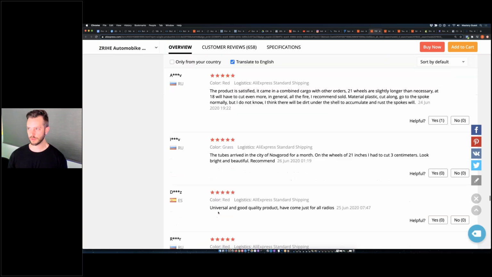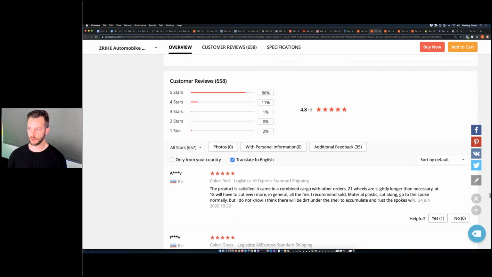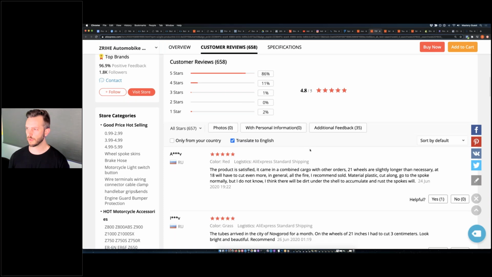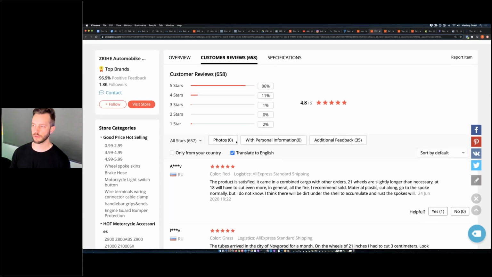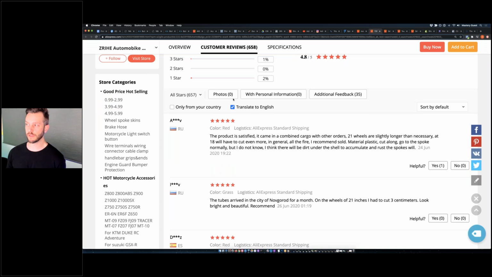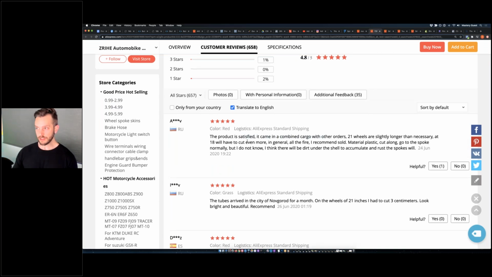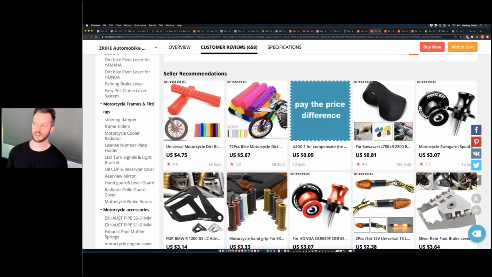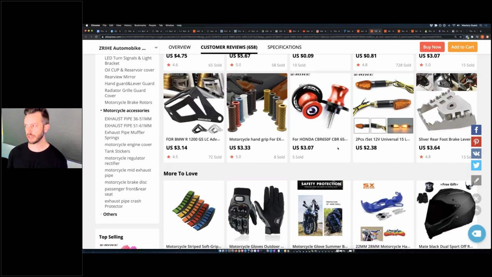But let's look at the reviews, okay? And it's also great when you can sort reviews by English and customer reviews right here, with images. There was at one point, yeah, there's no photos, no photo reviews. So I really like to use the photo reviews, but check this out. The product is satisfactory. It came in a combined cargo with other orders. 21 wheels are slightly longer than necessary. So this is where you're going to find out where people's problems are or what the major benefits are. I don't know if I would totally add that as my second complimentary product, but it looked interesting.